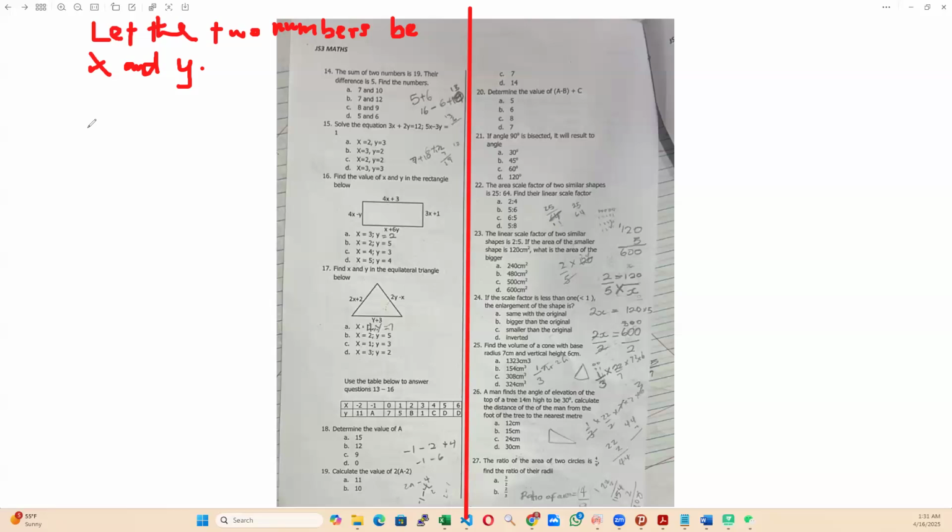The question says the sum of the two numbers is 19. So that means that x plus y is equal to 19, and we can call it equation 1. And then x minus y is equal to 5. We call it equation 2.